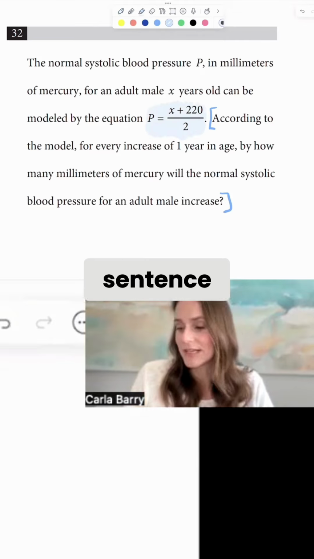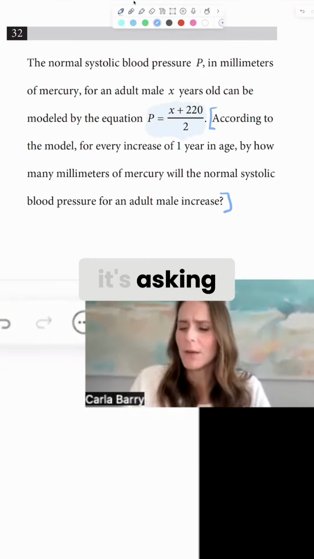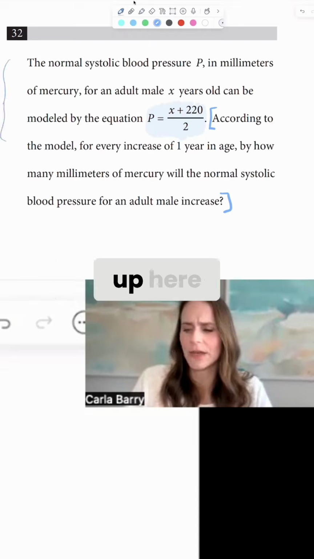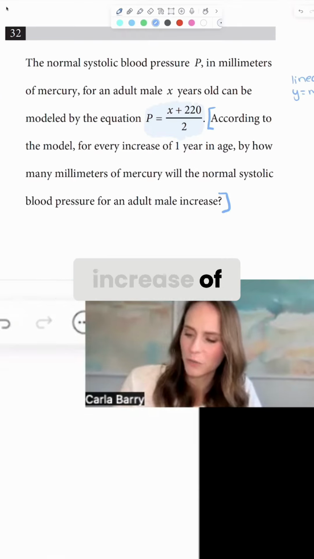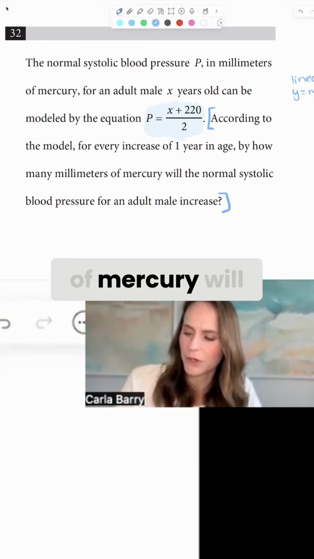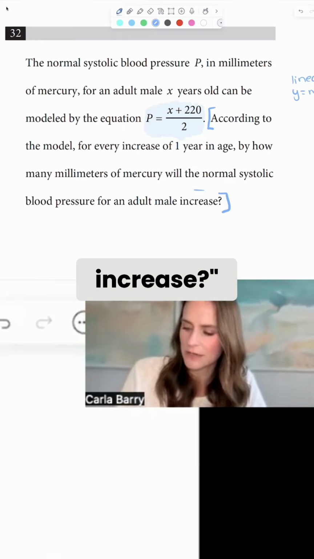The final sentence, that is, what is it asking? We want to understand what it's asking before we read anything up here. And then they ask here, according to the model, for every increase of 1 year in age, by how many milliliters of mercury will the normal systolic blood pressure for an adult male increase?